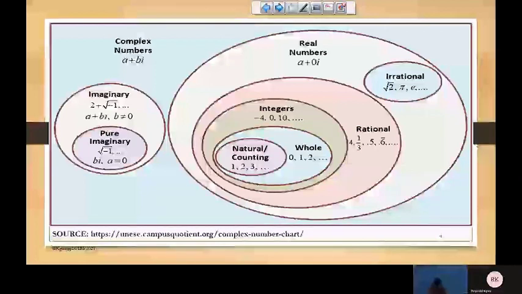Then we get into real numbers. These are numbers that actually do exist. And the first thing to say is that the definition of real numbers is a + 0i. Remember, we said complex numbers are a + bi. So if we now give b the value 0, that's when we get real numbers.